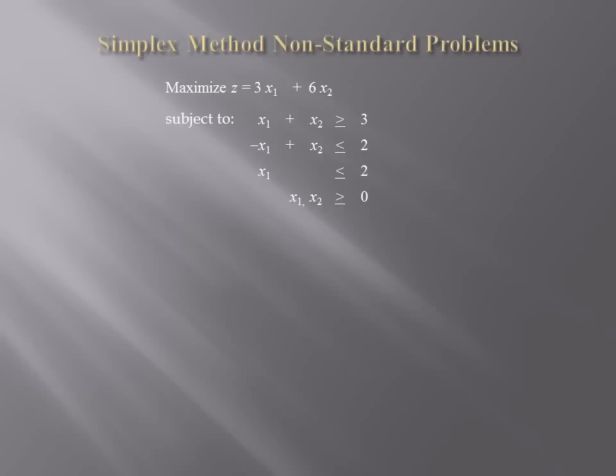This lesson will show you how to solve a non-standard maximum problem. This maximum problem is non-standard because the first inequality among the constraints, x1 plus x2 greater than or equal to 3, is not a standard inequality for a maximum problem. In order for the problem to be a standard maximum problem, all of the inequalities must be less than or equal to non-negative numbers.